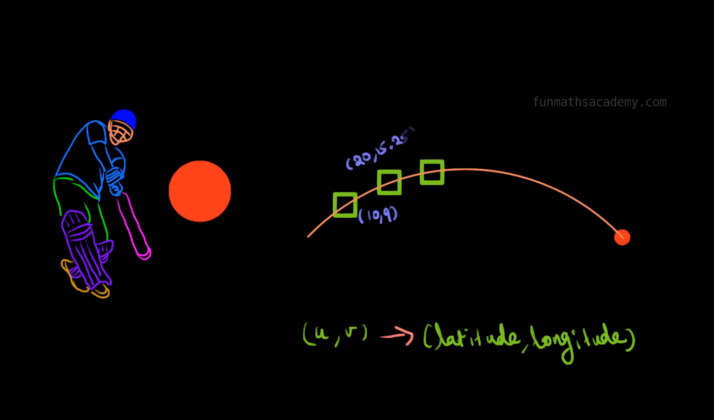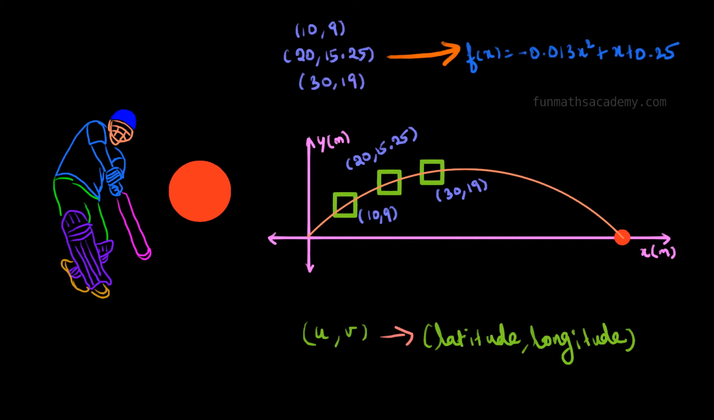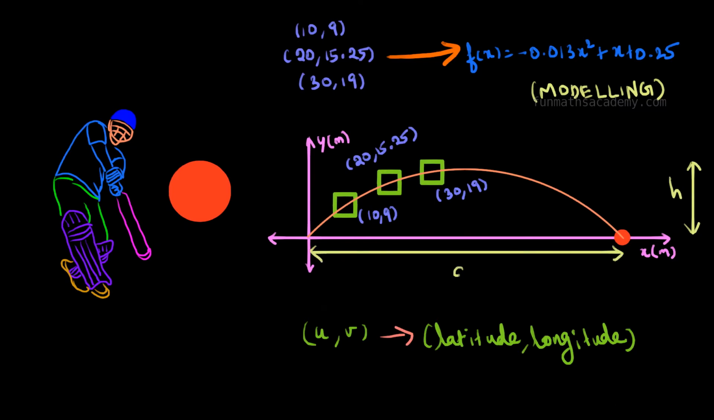Suppose that we get 3 positions in this process. The 3 points we got in real-world data will be converted into a quadratic equation. This process is called modeling. By analyzing this quadratic equation, we can find the maximum height and maximum distance traveled by that ball. It is impossible for you to calculate all these if you don't have the knowledge of quadratic equations.